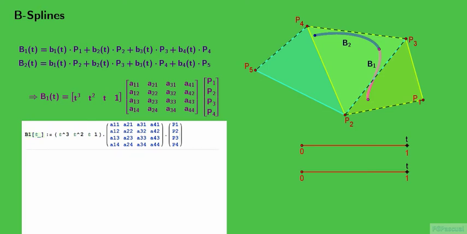We need to examine what happens at the junction point between capital B1 and capital B2, so we also need the formulation for capital B2. Capital B2 is almost identical to capital B1. The only difference is that we increase the indices of the points by 1 for capital B2.